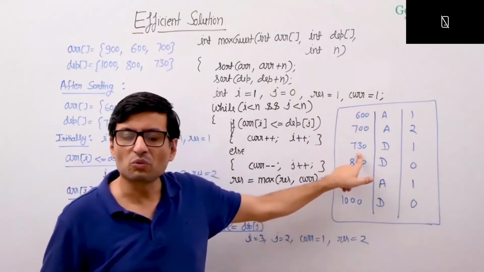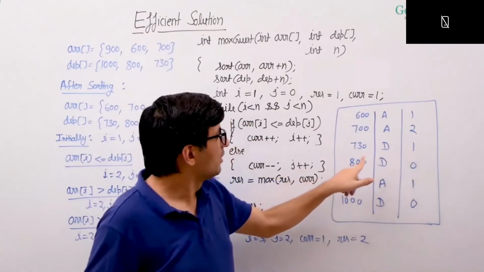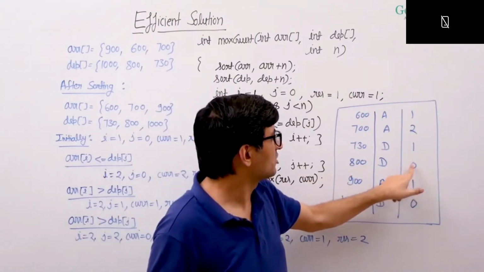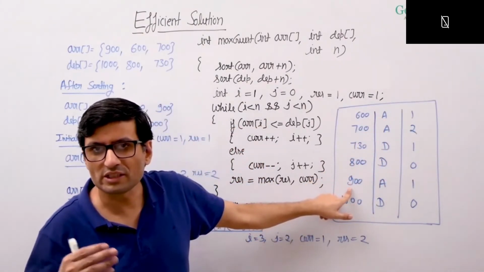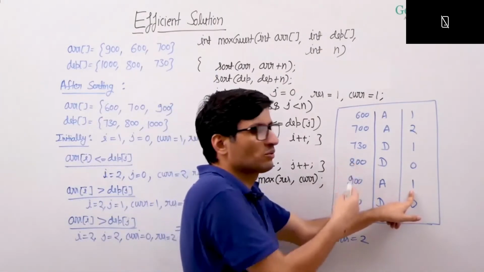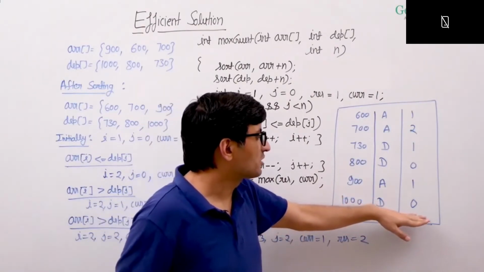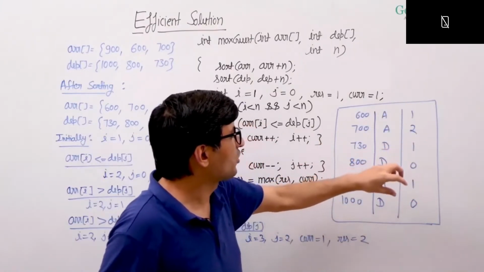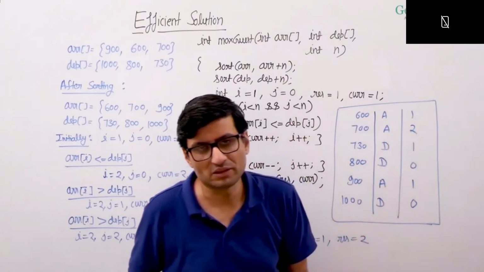At 7:30, one guest leaves. So we have count of guests as 1. At 8 o'clock, one more guest leaves. So we have count of guests as 0. So A means arrival, D means departure here. At 9 o'clock, one more guest arrives. So we have count of guests as 1. So between 8 and 9, there was no guest. At 10 o'clock, one guest leaves. So we have count as 0. Now if I go through all this timeline, I can notice that I have maximum guests here, right?